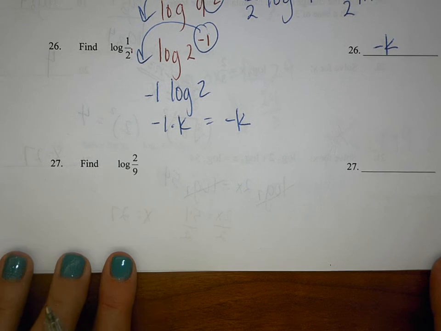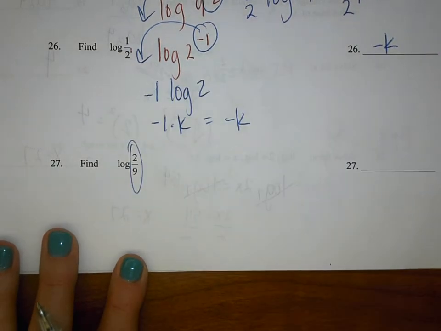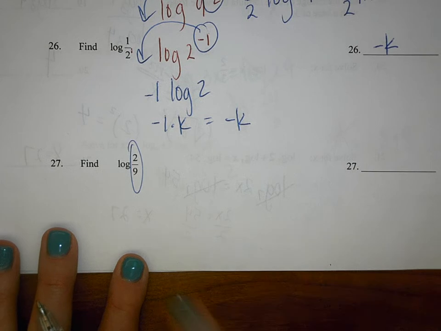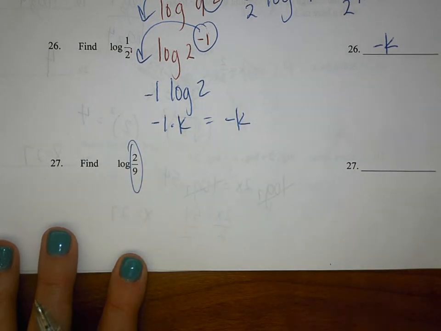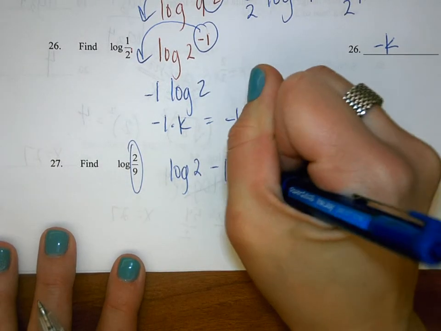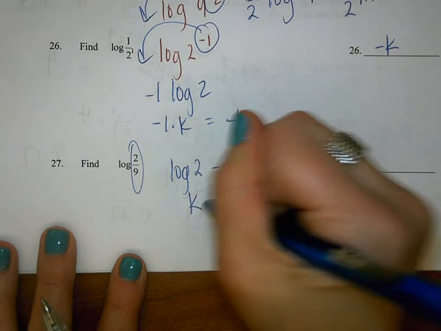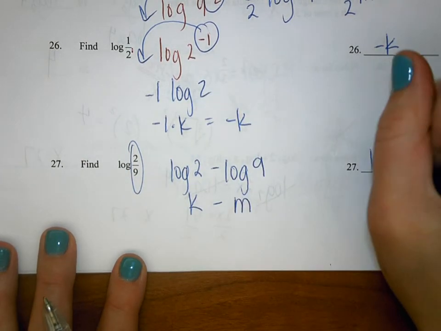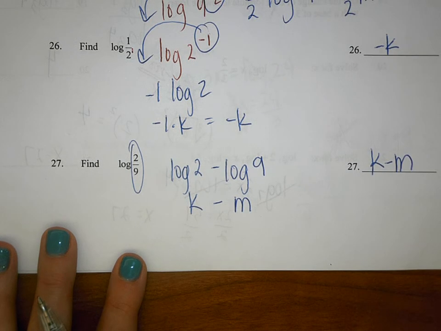No. You have to always change division and multiplication first. You have to expand them. Because this is only log. It's not like log 2 over log 9. It's log of 2 over 9. So you expand it to make it log 2 minus log 9. So then you end up with k minus m. Do you think that m minus k is the same thing? No. Because m minus k would have been 9 over 2, right? So make sure you keep it in the right order. And that's it.